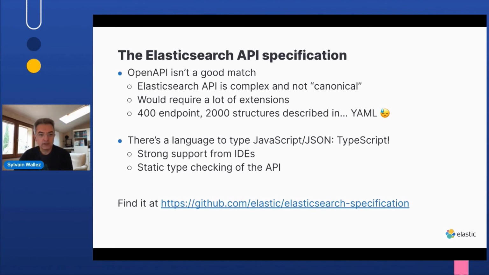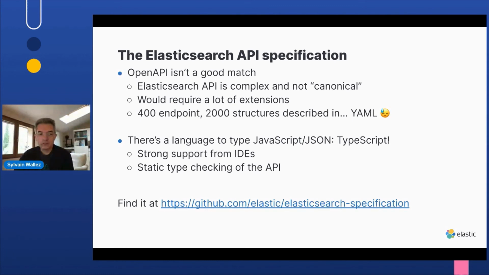The thinking is that there's a language that can be used to represent types in JavaScript and JSON. That language is TypeScript. So the Elasticsearch specification that is used to generate the code is entirely written in TypeScript. The advantage of this approach is that we have very strong support from IDEs. We have an executable specification that can be used to run a lot of tests, and it is static type checked directly in the development environment.